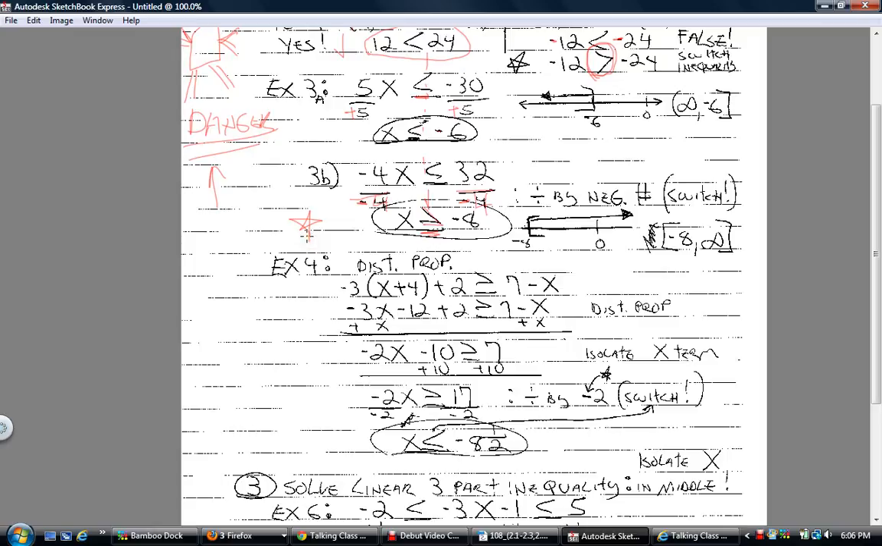All your algebra tools you've used for isolating the x variable apply here. You can look at example 4. See the problem. Greater than or equal to 7 minus x, and what catches your eyes first?